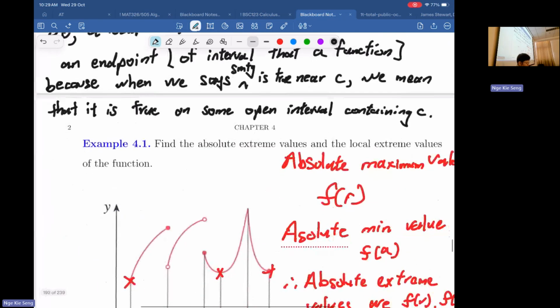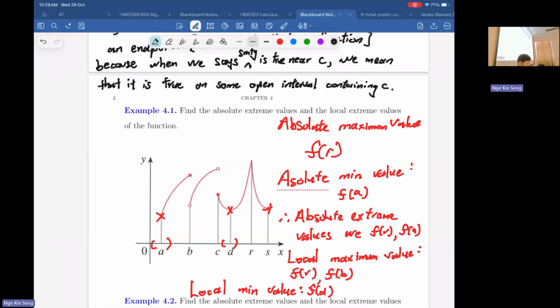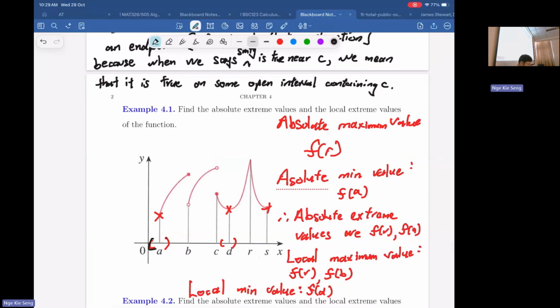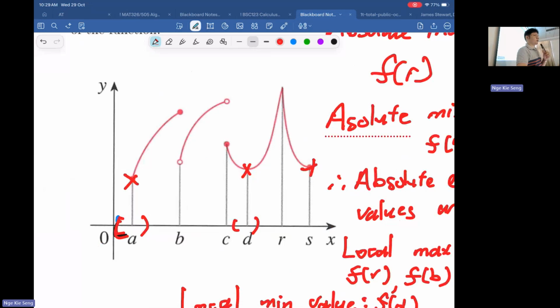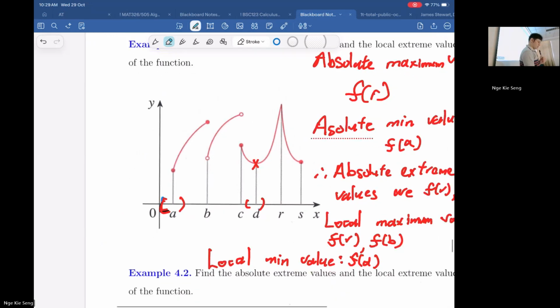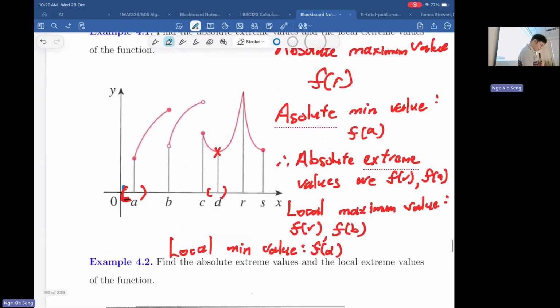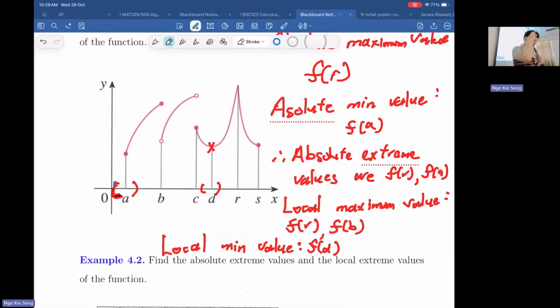So whenever we want to discuss local maximum or minimum, we really need points from left and right, not just from the left or just from the right. By definition, this endpoint we won't categorize in any local extreme values. Does it make sense? So there's really only one local minimum here, f(D).